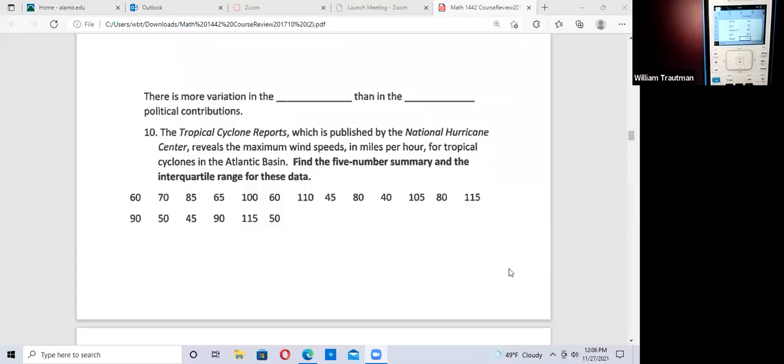So I'm going to type all this in once again. Our lowest piece of data was 60.